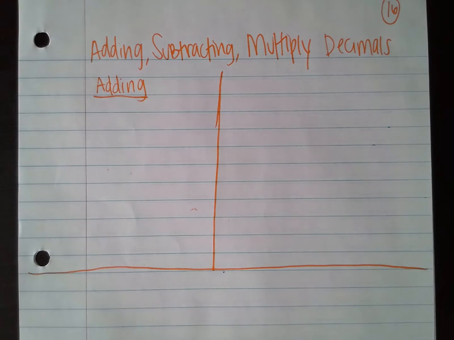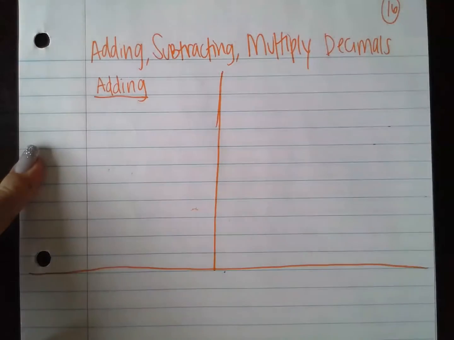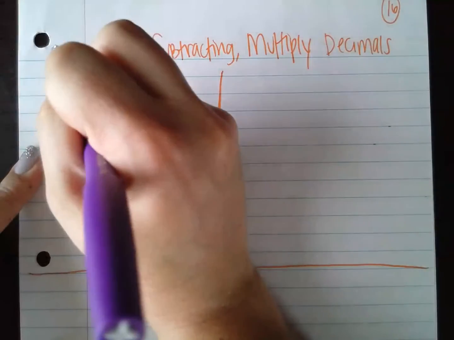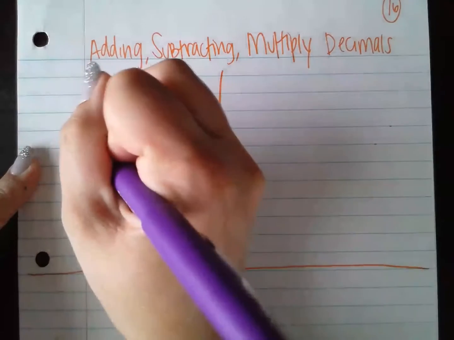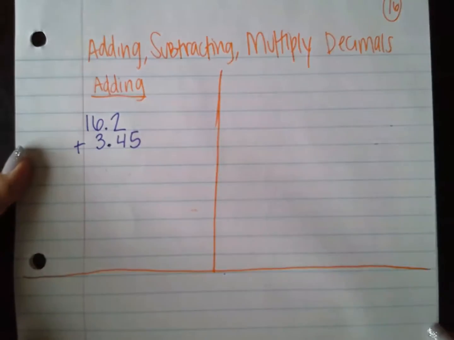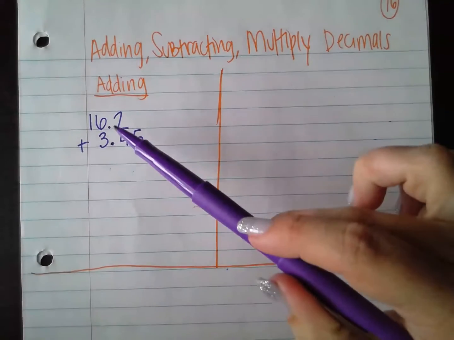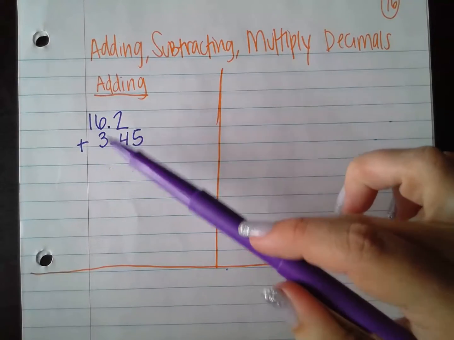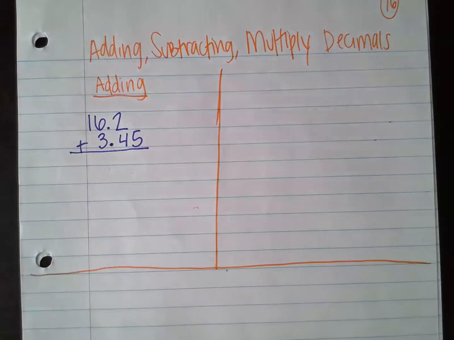So the first one we're going to do is the problem 16 and 2/10 plus 3 and 45 hundredths. So one way that I can write that, I'm going to change colors just so you can see, I have 16 and 2/10 or 16.2 plus 3 and 45 hundredths or 3.45. And you'll notice that I lined up my decimal points and all of my place values. So I lined up my tenths place, my ones place, I lined up my decimals, and I am purely going to add just as I add really anything.